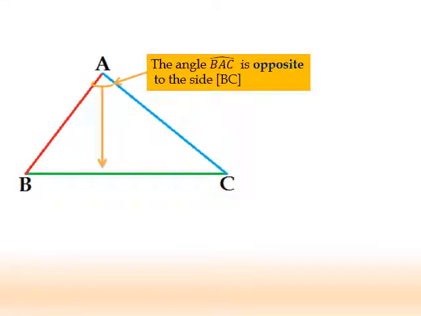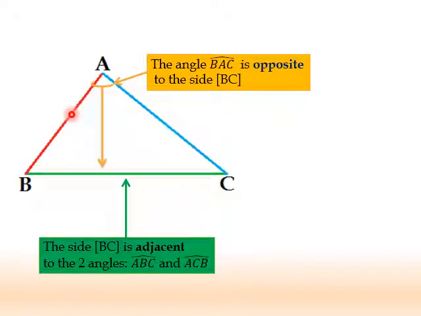Now, here you should know that the angle BAC, this angle that I'm talking about, is opposite to the side. Let's look at the side that's opposite to it, which is BC. Similarly, I can say that the angle ABC here is opposite to the side AC. ACB, the angle here, is opposite to which side? AB is opposite to it. So, the angle ACB is opposite to the side AB. This is when we talk about which side an angle is opposite to.